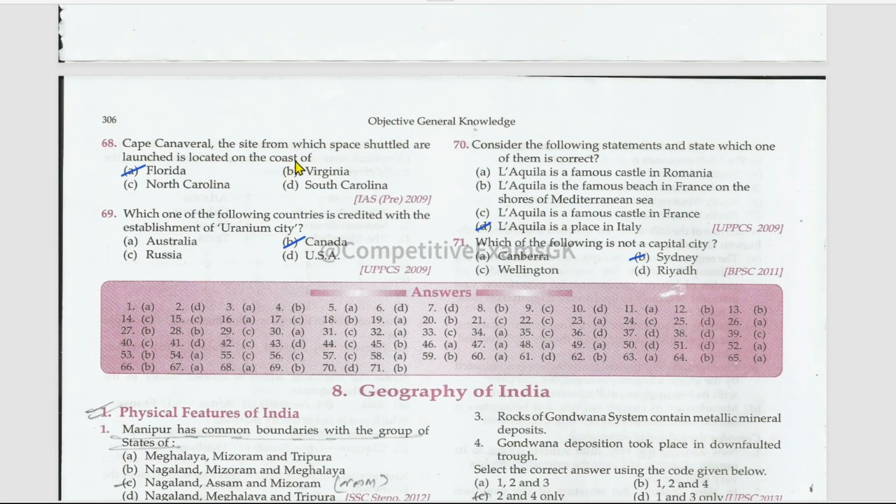Cape Canaveral, the site from which space shuttles are launched, is located on the coast of Florida. Which one of the following countries is credited with the establishment of Uranium City? That is Canada. Consider the following statements and state which one of them is correct. That is L'Aquila. L'Aquila is a place in Italy. Which of the following is not a capital city? That is Sydney.